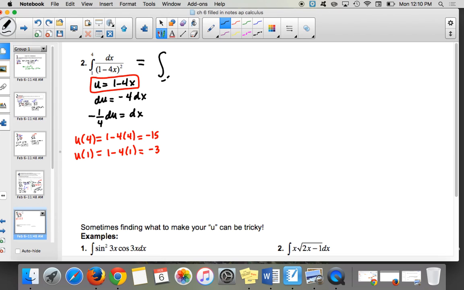So the 1 was replaced with negative 3, and the 4 was replaced by negative 15. Now that might bother some of you that it's a bigger number to the smaller number. That's fine. You can make it negative if you want, or just leave it like that. I'm fine with you guys leaving it like that because it's going to work out in the end. So you can switch it if you want to or leave it. I'll just leave it. So we have 1 over u squared, so u to the negative 2 du, and we had that negative 1/4 from before, from the negative 1/4 du.